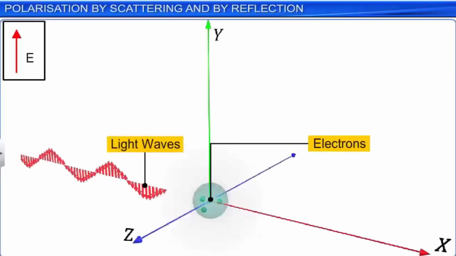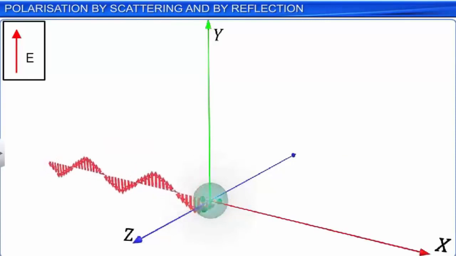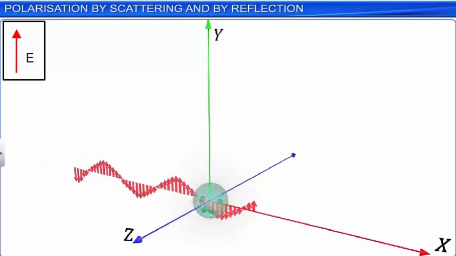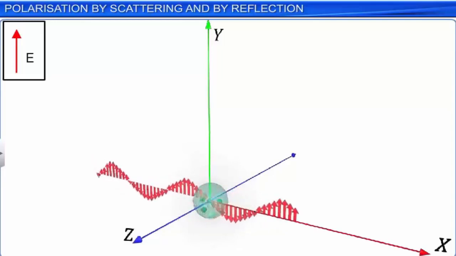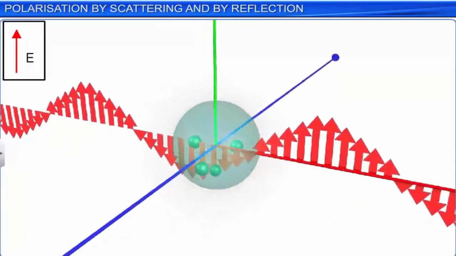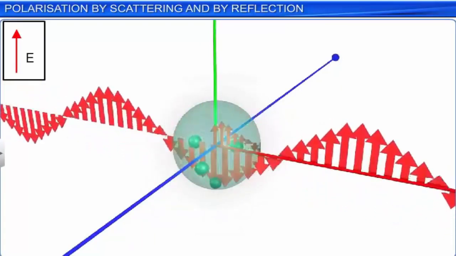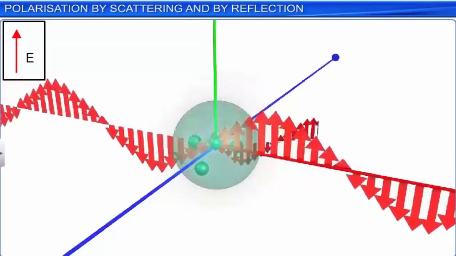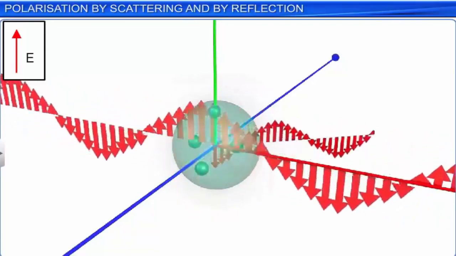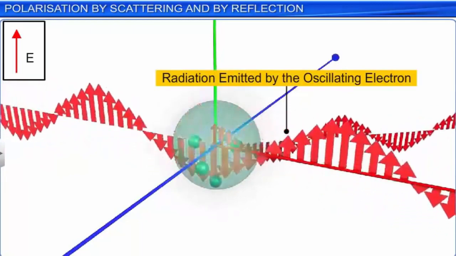Let us first study polarization by scattering. When light waves propagate in a medium, they cause the electrons of the atoms of the medium to oscillate periodically. In fact, these oscillations of the electrons are in the direction of the electric field vector of the incident light. We know that these oscillating electrons emit radiation. The propagating wave is a result of the incident light and the radiations from the oscillating electrons.